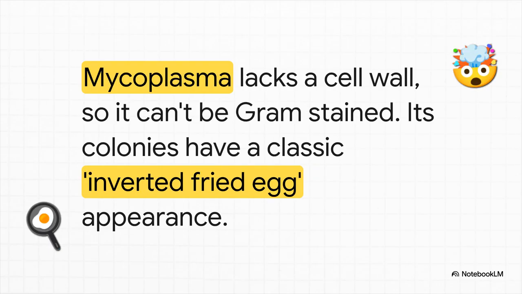And finally, the ultimate weirdo of the bunch, mycoplasma. It's not that its cell wall resists the stain. It doesn't have a cell wall at all. So the gram stain literally has nothing to stick to. Instead of staining it, we have to identify it by how it grows. When you culture it, it forms these tiny little colonies that have this classic inverted fried egg look.